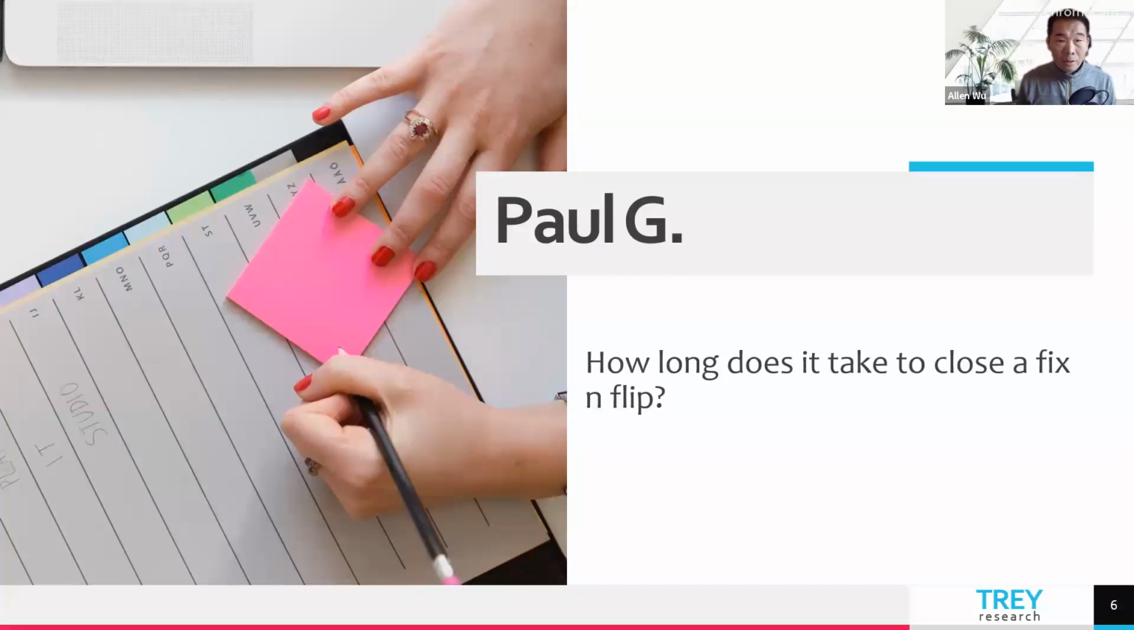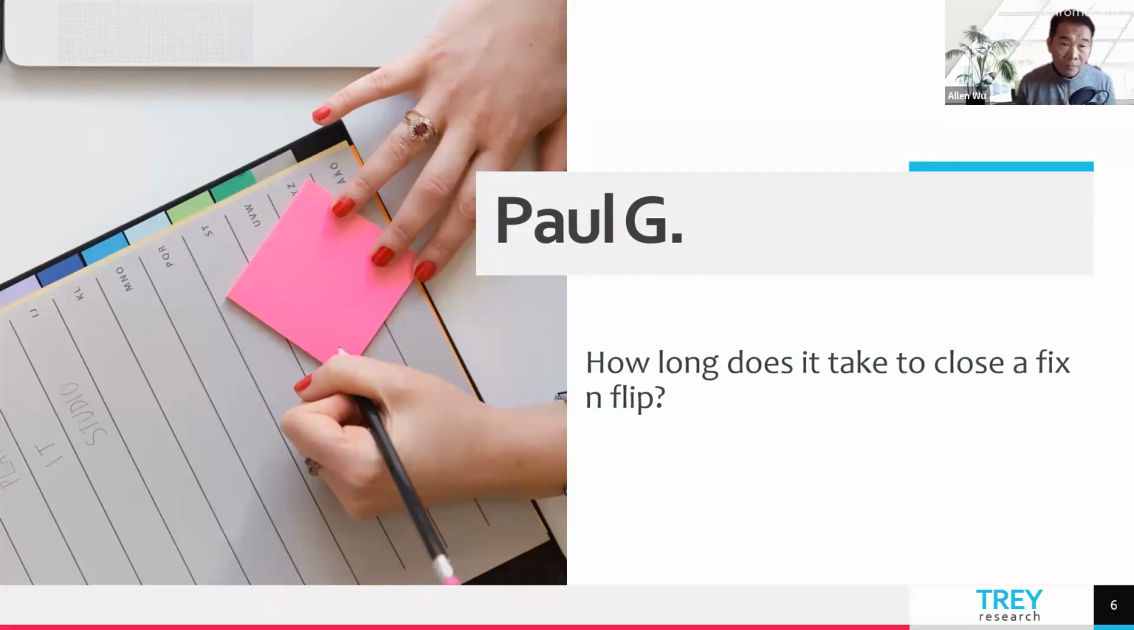Paul asking, how long does it take to close a fix and flip loan? It really depends. It could be a fix and flip loan, could be 1 to 4 unit, could be anything else, right? So the reality is that it's not about us as a lender or broker, how fast we can close the deal. It has a lot to do with how fast the client provides documentation to us, how fast we can get the appraisal done, how fast the title company can get the title work to us, and so forth. So if you're talking about fix and flip, normally I would say between 3 to 4 weeks.